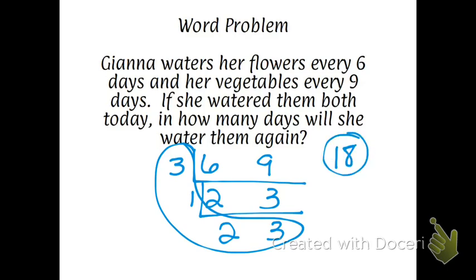And you could do this the long way. You could go 6, 12, 18, and 9, 18. You can do that. But I just think the cake helps you make it a little bit faster. But remember, whenever you see, when will they be together again? That's telling you you're looking at an LCM question. Okay?